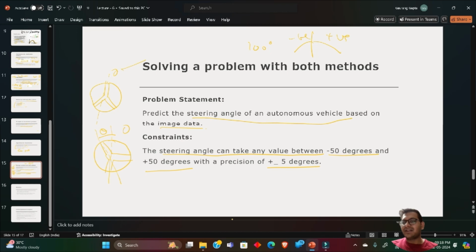What that means is, let's suppose you predict that the angle is 10 degrees. Then at most the angle is in the range of 5 to 15. So it is between this range. That is the meaning of precision.